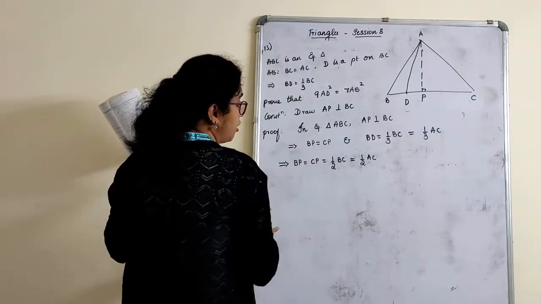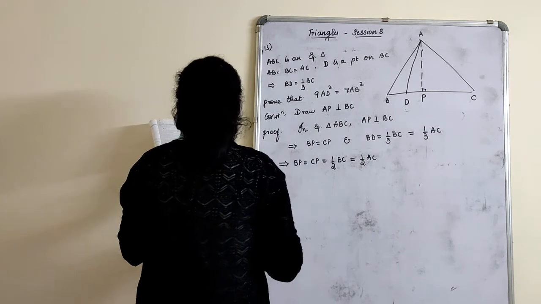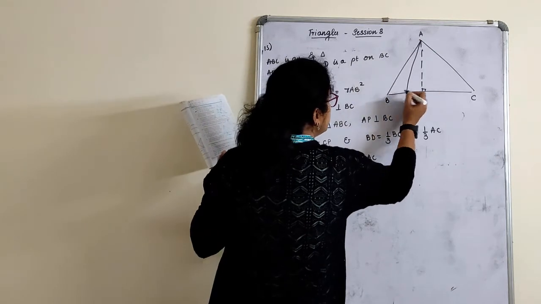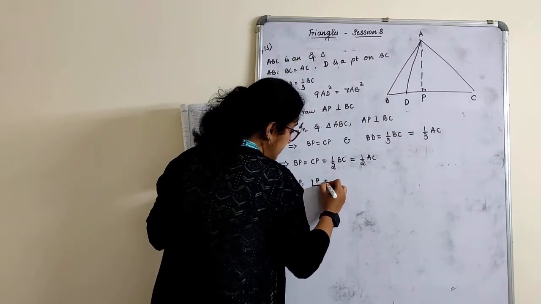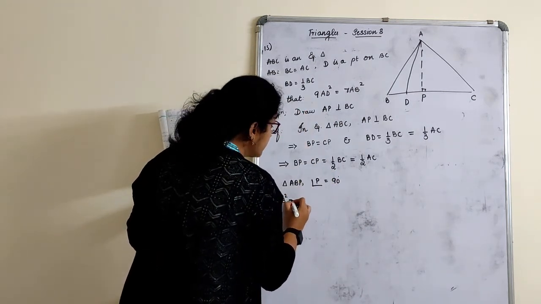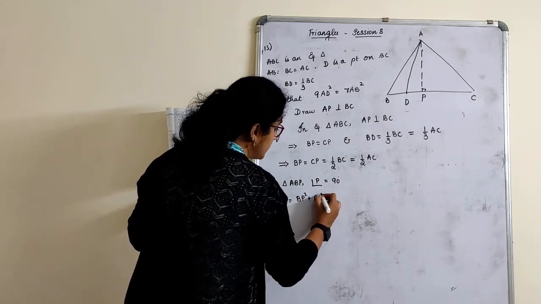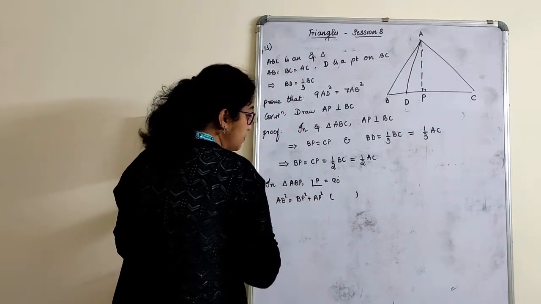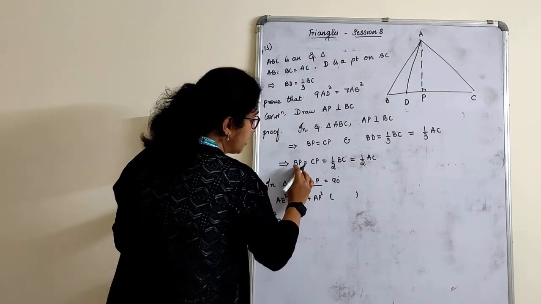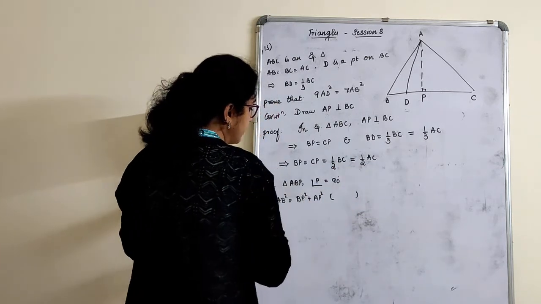Now we are done with all the proving part here. Next, let us choose the triangle to apply Pythagoras theorem. In triangle ABP, where is ABP? In ABP, angle P is equal to 90 degrees. That means AB square is equal to BP square plus AP square. Pythagoras theorem. Substitute the values whatever you know. AB square as it is equal to, what is BP? BP is equal to CP is equal to half BC or half AC. Anything can be taken here.